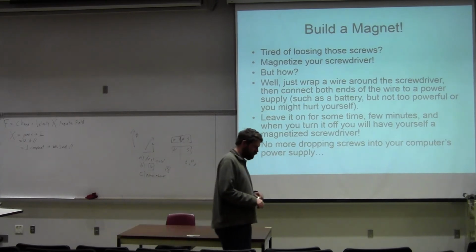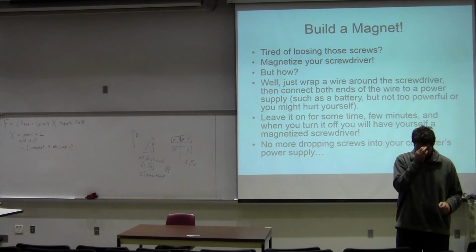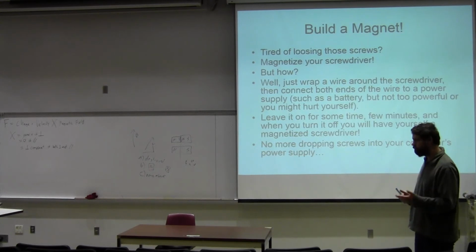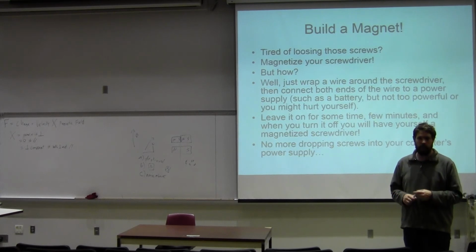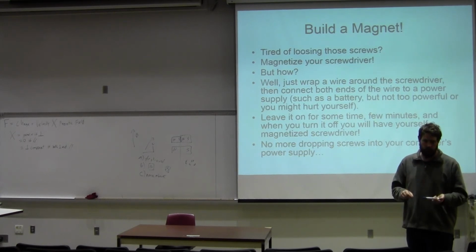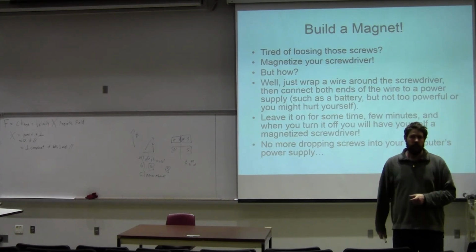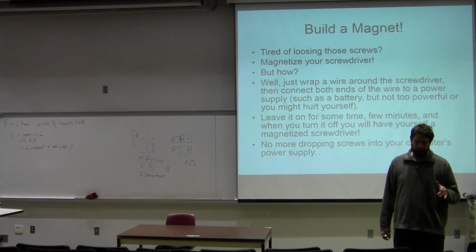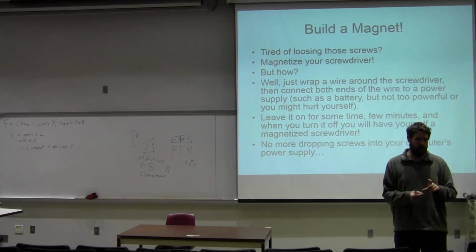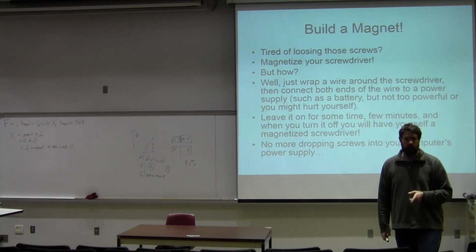So, are you tired of losing screws back behind the couch or maybe into your power supply? Just magnetize your screwdriver. But how do we do that? Now first you have to make sure it is ferrous magnetic material, which means that a magnet has to be able to stick to it. So if your screwdriver is made of aluminum, which is not ferromagnetic, you can't turn it into a magnet, sorry. If a magnet will stick to it, then you can turn it into a magnet.